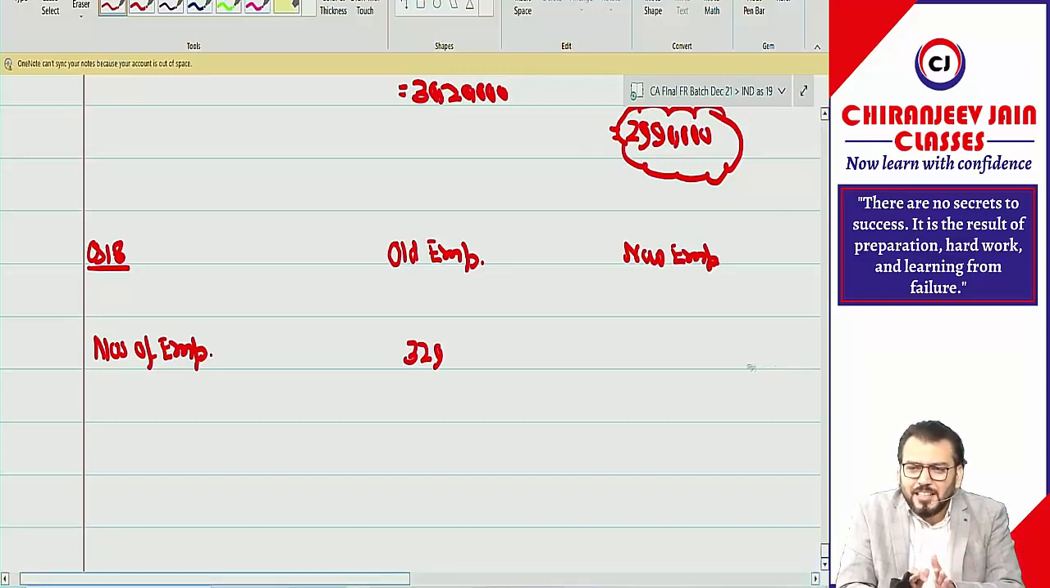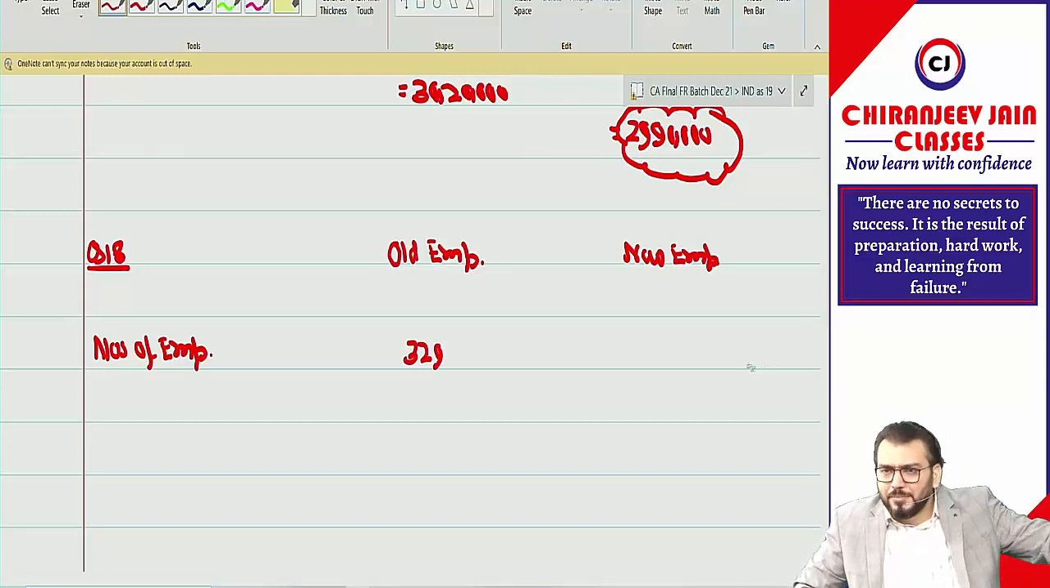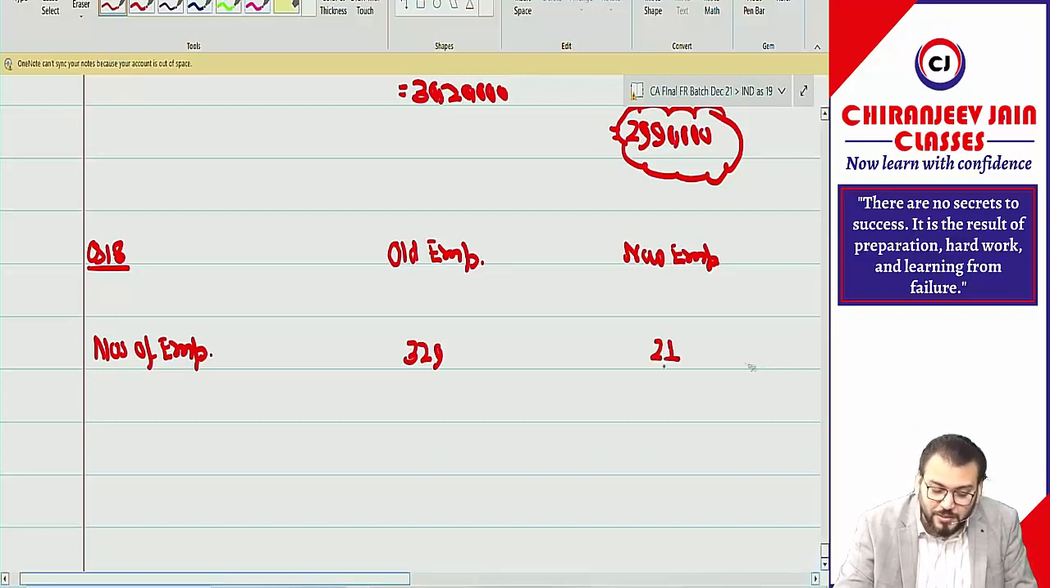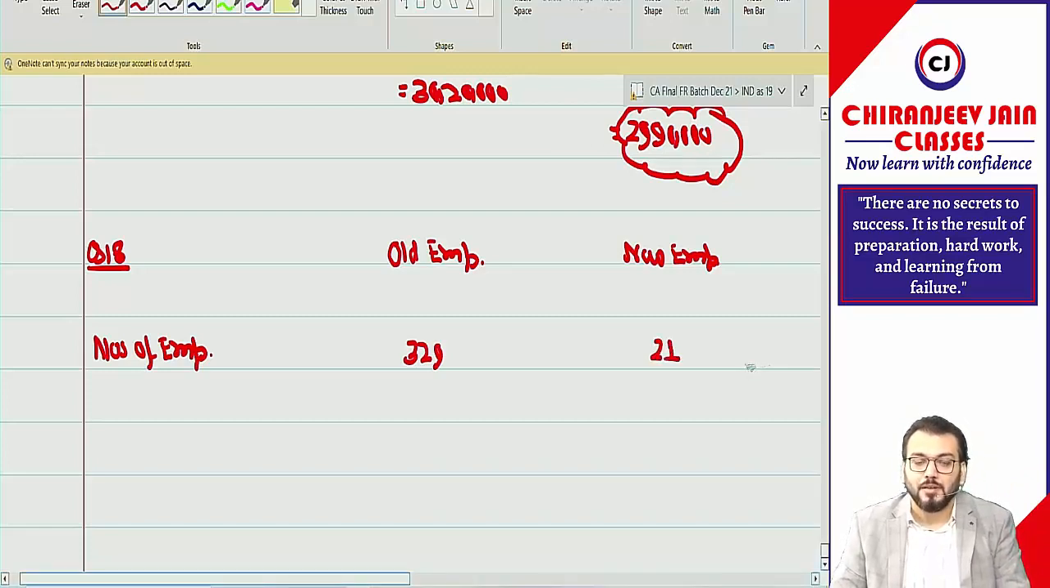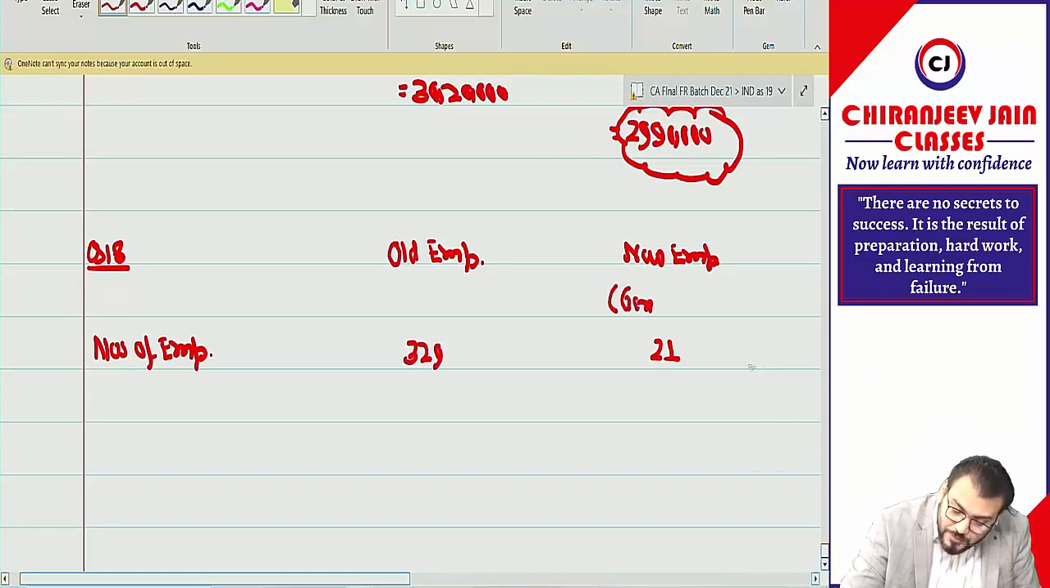Can I say that is an understood assumption? If one employee leaves, I will appoint a new person. So that is an understood assumption. The new employees will be 21 employees who joined during the year. So this is a general assumption, even though not given in the question. General assumption.